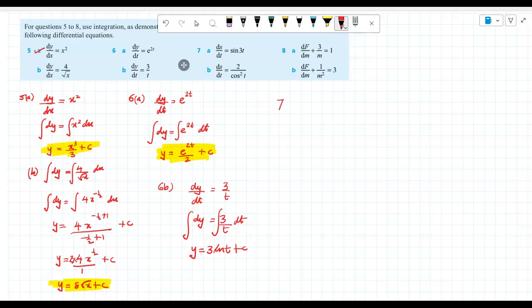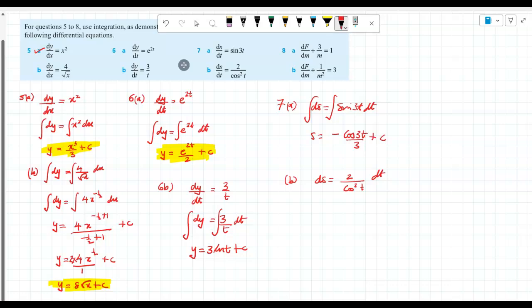Next, 7a. ds is equal to sine 3t, so cos 3t upon 3. Correct, the integral of sine is minus cos, minus cos 3t. Let's see. Next. First you should cross multiply. This I will do with the substitution rule actually. Why should you do that? This is a standard rule.